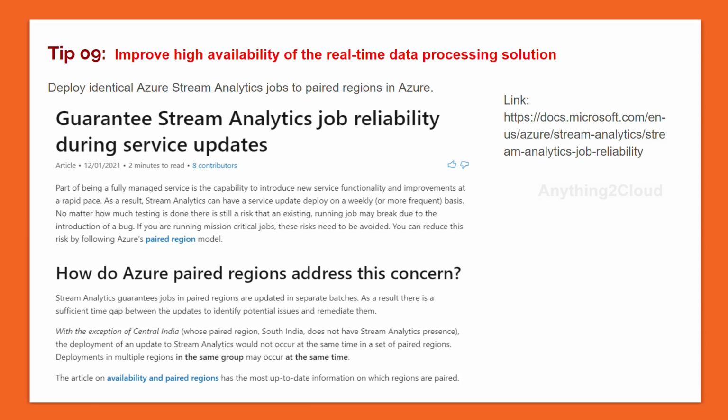The next step is how to improve the high availability of the real-time data processing solution. For that, we have to deploy identical Azure Stream Analytics jobs to paired regions in Azure. Basically, what we need to understand from here is for high availability of the real-time data processing solution, we should deploy identical Azure Stream Analytics jobs in paired regions. Just pause for a minute. You just read the slide by yourself.